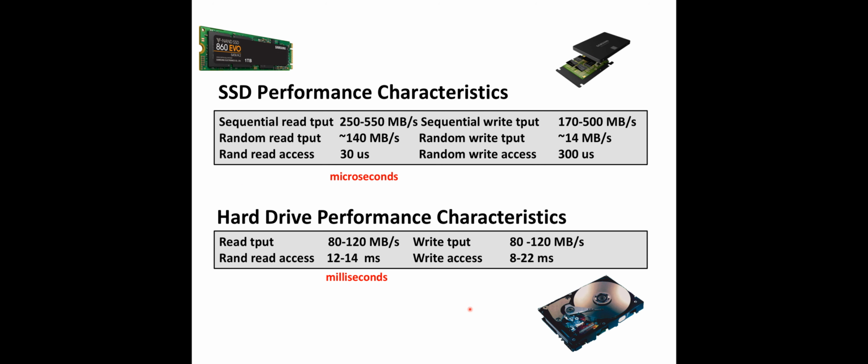So here's some performance characteristics to compare these. With our solid state drives, notice here that a random access of data is on the order of 30 microseconds, whereas for a hard drive, it's 14 milliseconds. So this is a big difference between 10 to the minus 3 and 10 to the minus 6 here. And so this is why this technology is quite a bit faster.